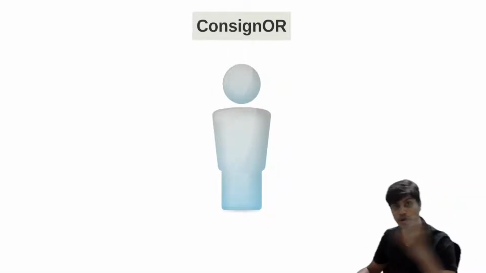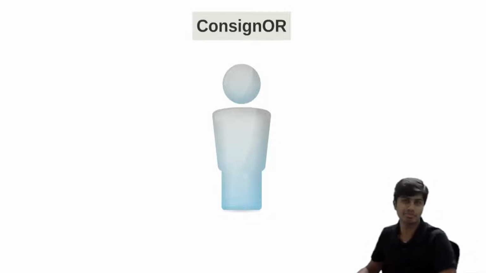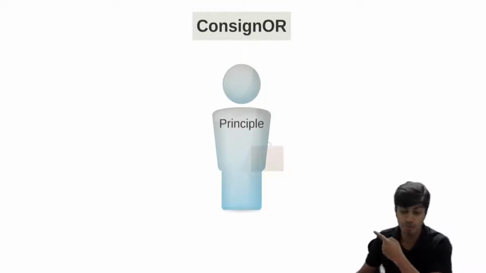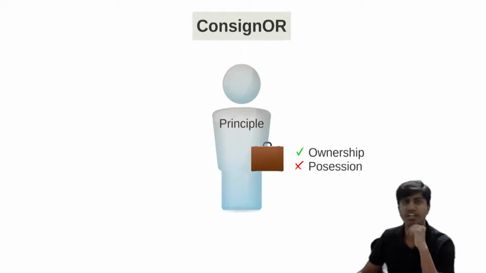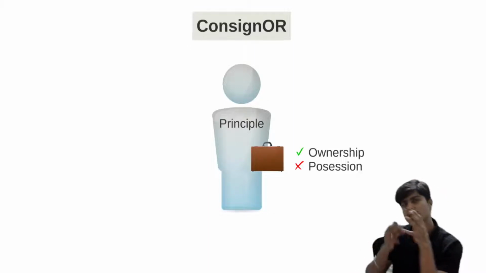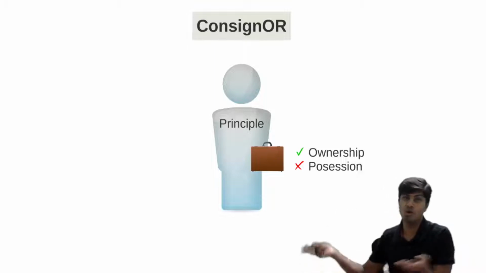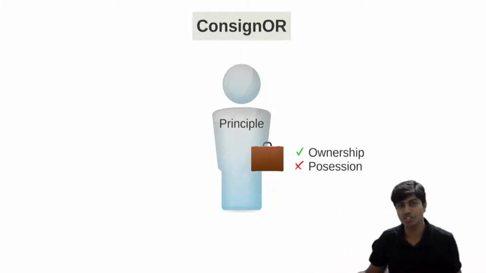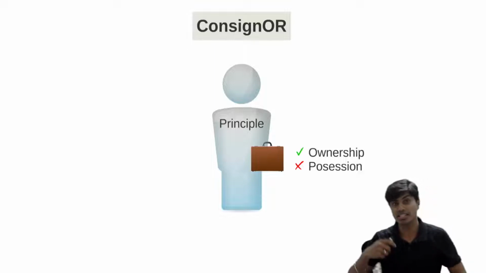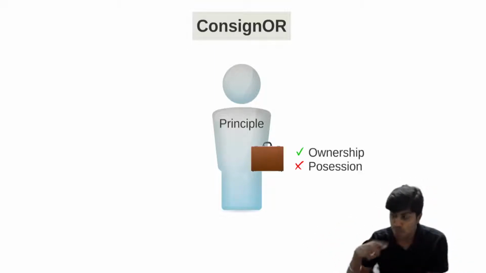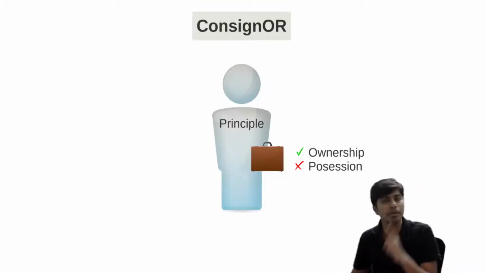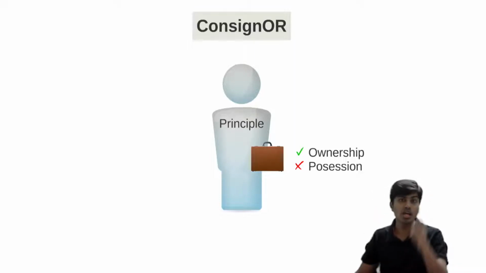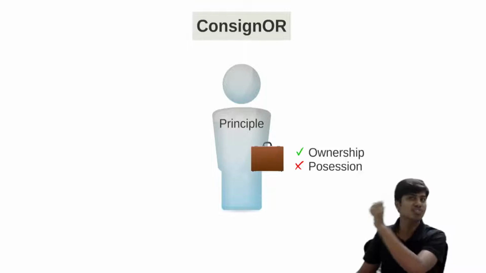The consignor is the principal, spelled P-R-I-N-C-I-P-A-L. This principal, the consignor, will have the ownership of the goods, but not the possession of them. Possession is effective control. Effective control of these goods is passed to the consignee. So I am the owner, but I don't have the possession. These goods are sent to the consignee, and the process of sending is not selling. It is only the effective control, the possession of the goods, that is transferred to the consignee.